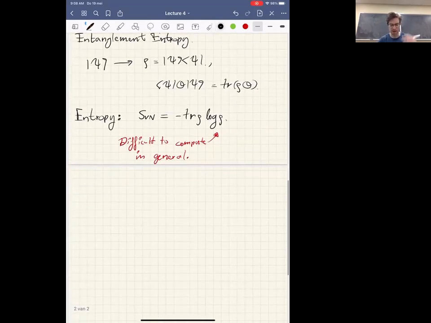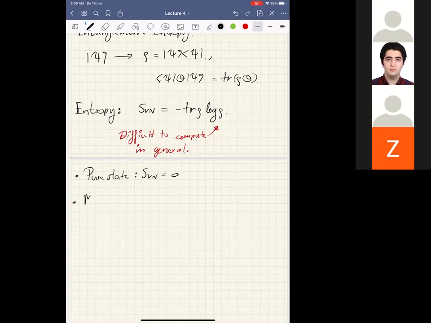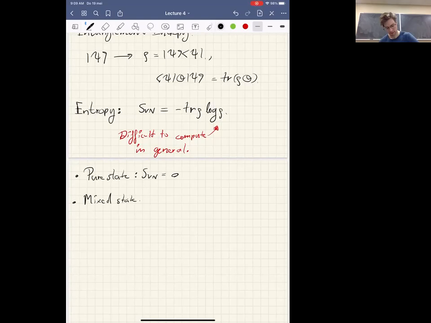Okay, so then some terminology. If we are able to compute this von Neumann entropy, we can characterize our state as either having vanishing von Neumann entropy or non-vanishing von Neumann entropy. So we typically say we have a pure state when the von Neumann entropy is 0, and we have a mixed state when the von Neumann entropy is non-zero.